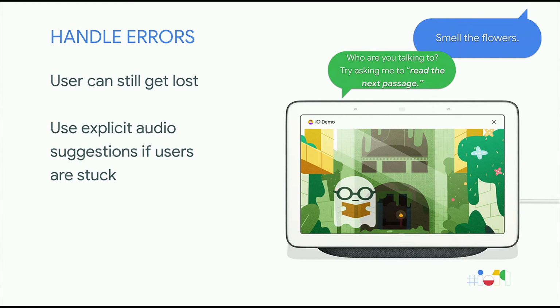Despite our best efforts, users can still potentially get lost, or in a social setting, there might be some crosstalk that issues incorrect commands to the platform. In these types of situations, make sure that you're handling the errors as well, and potentially provide explicit audio suggestions for the user so that they can get back on track in your game.